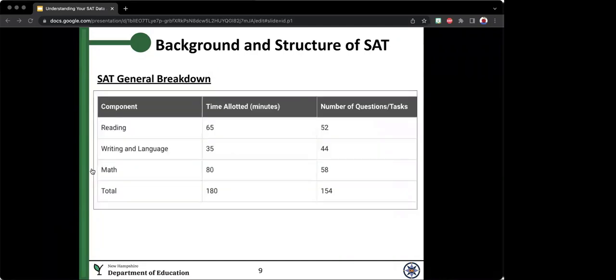Okay, so here's the general breakdown of the SAT. You can see here the time allotted for each section and the number of questions. On all the questions, there is no penalty for guessing. So if kids are not sure, encourage them to guess rather than leave the response blank. And again, it doesn't mention it, but the SAT also does have an essay component.